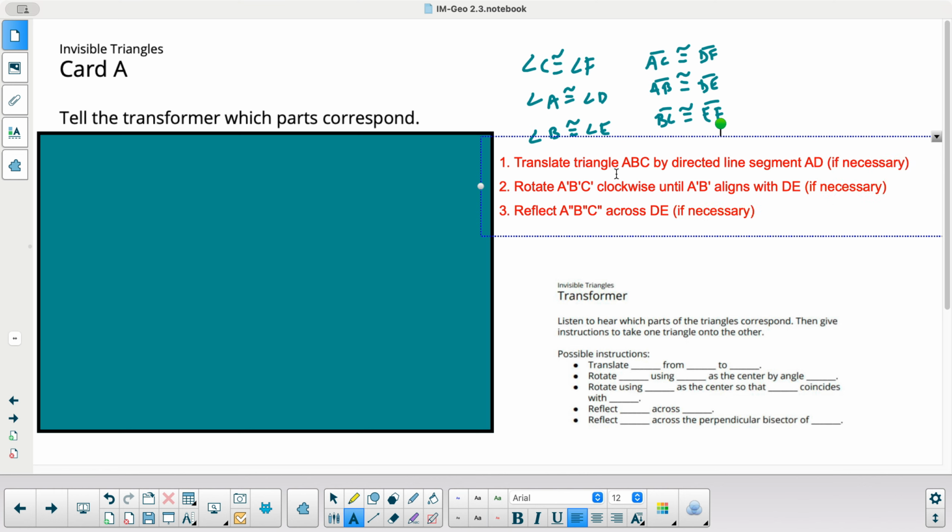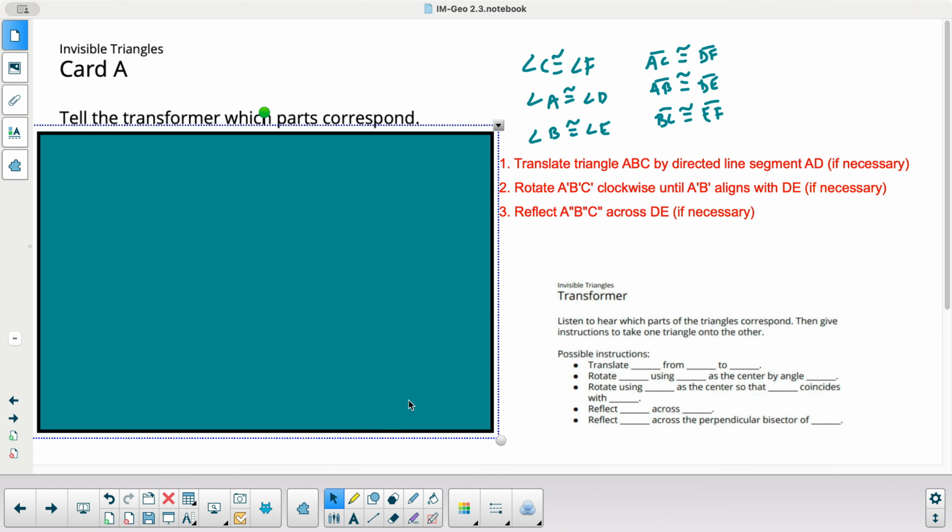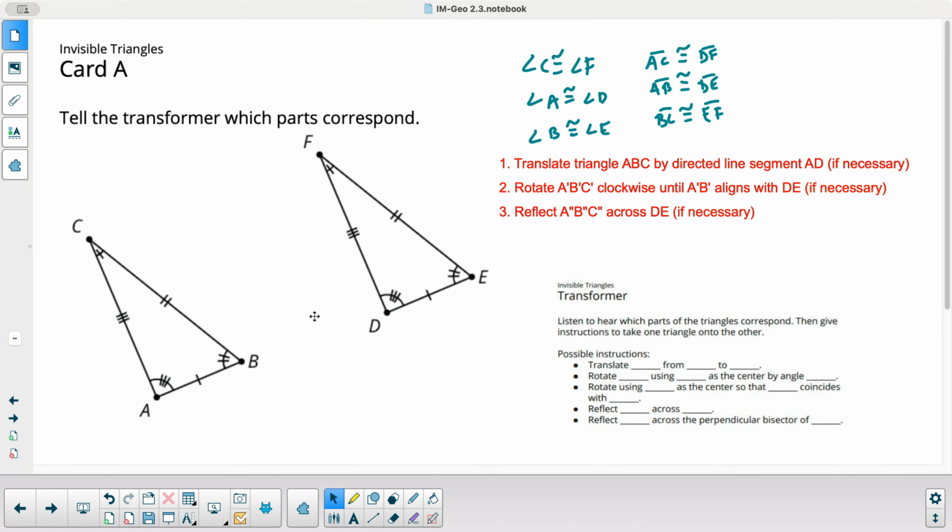You might not need to do some of these, so maybe I put if necessary for all of these. Okay, because if I look there and A is already lined up with D, then I guess I don't really need to do it. All right, so let's take a look here and see if that works. All right, so here are my two triangles. I'm going to trace one of them so that I can do my rigid motions. Oh, hang on, let me redo that. That was sloppy.